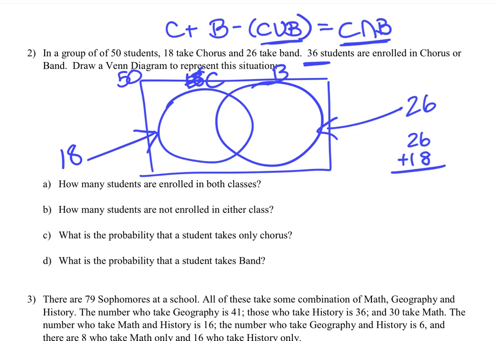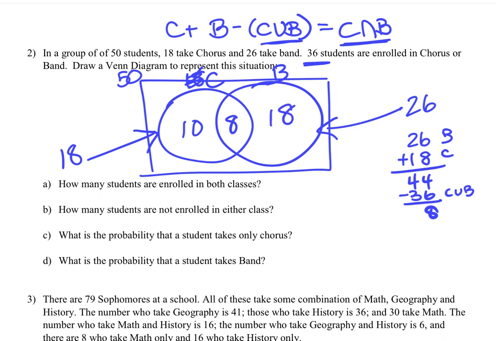If I add these two together here, I get 44. So chorus plus band is 44. Well, that's way over the 36 people that are enrolled in all. So I subtract those. Remember, this is band, this is chorus. I added those together, and now I am subtracting the chorus or band, and I get 8. So I know this overlap here is 8. And now I can fill in the rest of it. This is 10. This is 18.